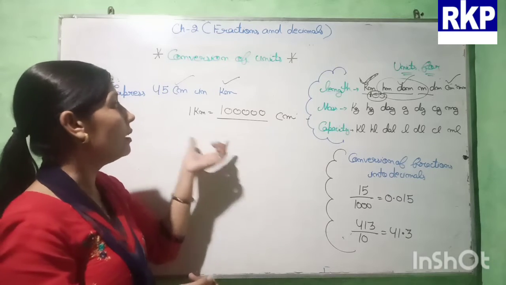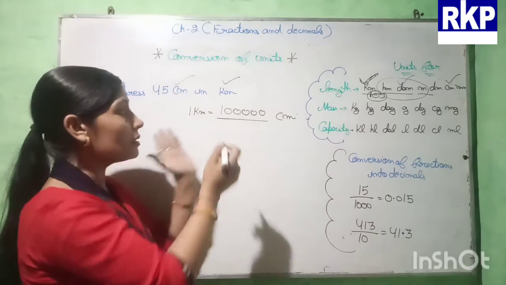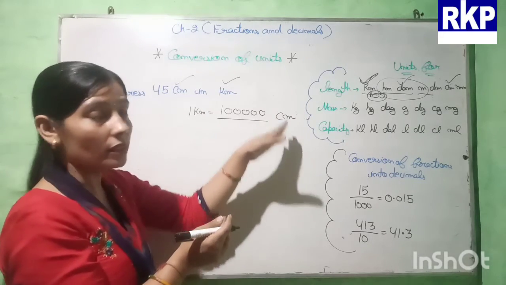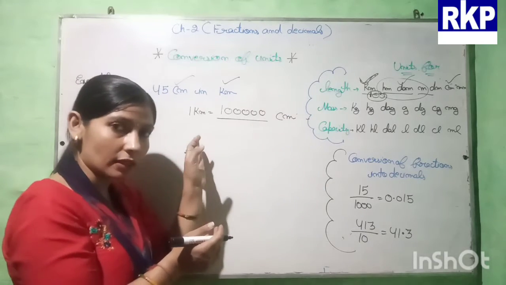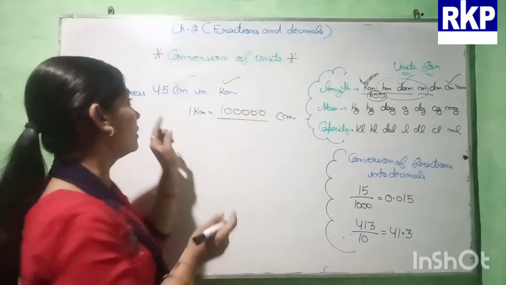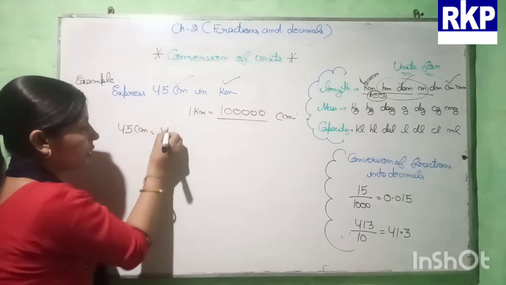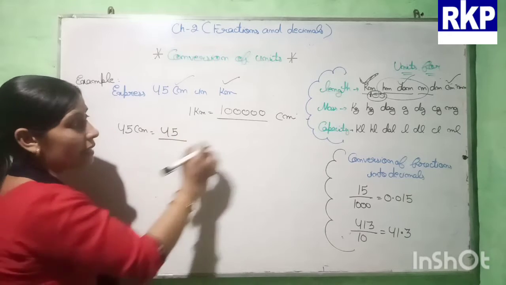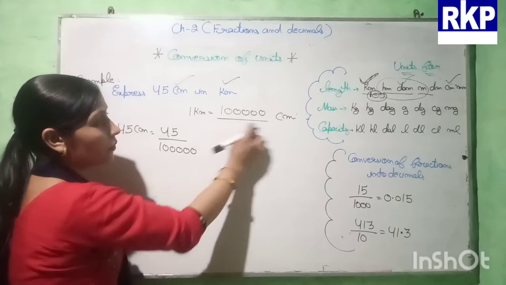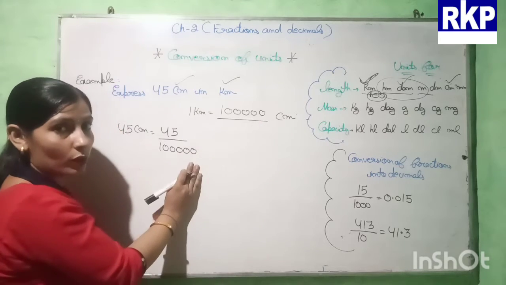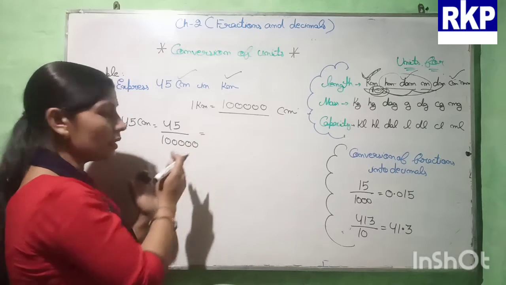But here we have to convert centimeter into kilometer, means smaller unit into greater unit. So here we need to divide. We will write 45 centimeter is equal to 45 divided by 1 lakh. 1, 2, 3, 4, 5, 5 zeros are here. So here we will put 5 zeros after 1. Now we have to divide this 45 with 1 lakh.